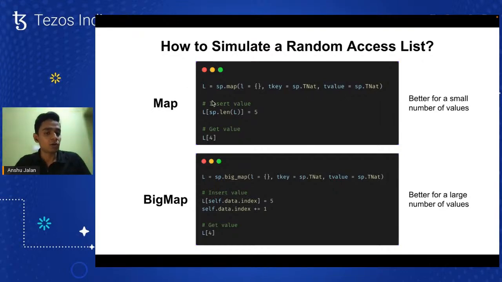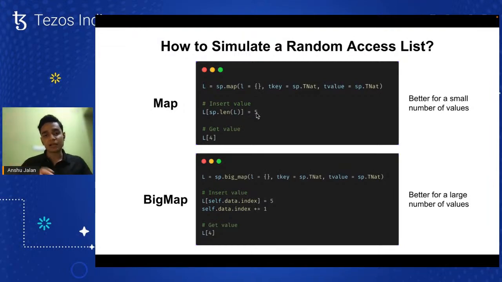So now whenever I want to insert an element or a value into this simulated list, I do L of sp.len L. Now what sp.len does is it's similar to len in Python. When we use len on a map, we end up getting the number of elements that are present in the mapping. So if there are no elements in the map, the first value that sp.len of L will return is 0, right? So L of 0 becomes 5.